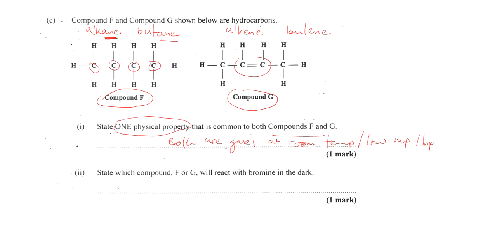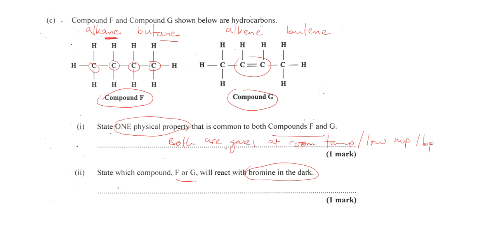Right? Anyone will work. Now they said state which compound F or G will react with bromine in the dark. Now they are asking us about the chemistry of an alkane and an alkene. So we're using bromine in the dark. When we react an alkane or alkene with bromine, we have one condition where we use UV light and one where we don't use UV light.